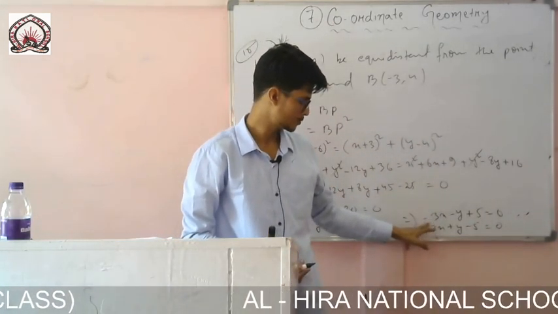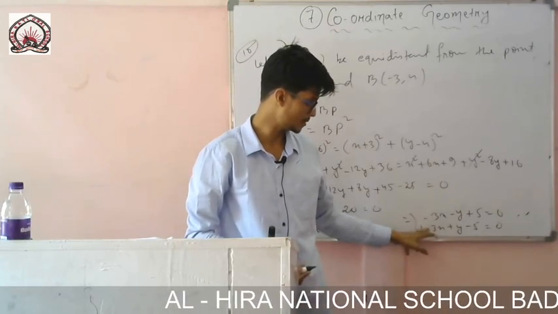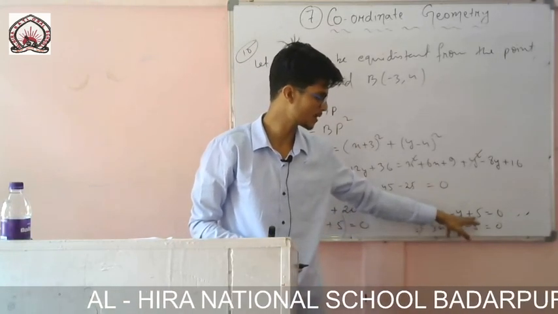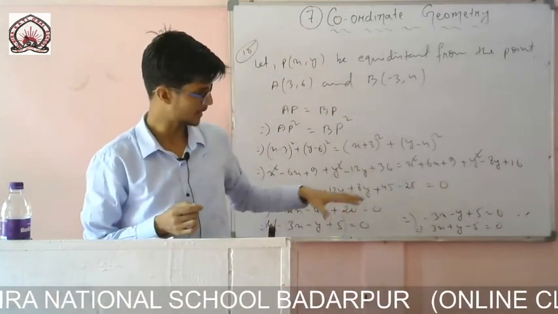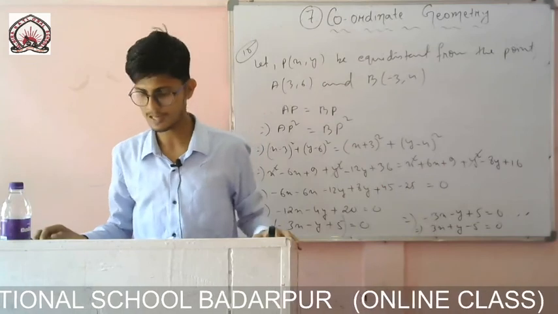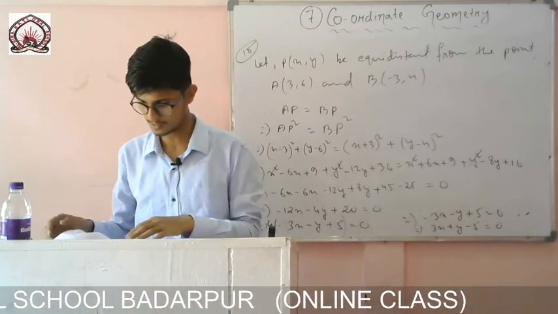So this one, minus 3 will become plus 3, minus y will become plus y, and plus will become minus. Okay, since equals to 0 is there, you can make it like this, it looks good. So minus 3 plus y minus 5 is equals to 0. So this is the required relation.